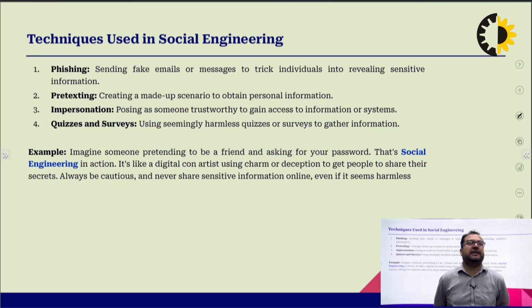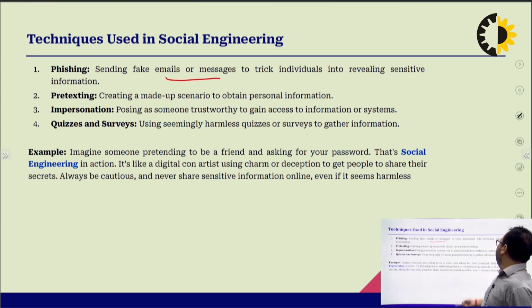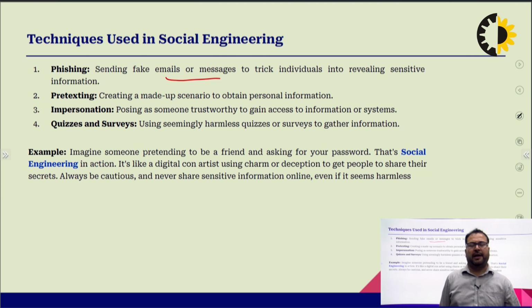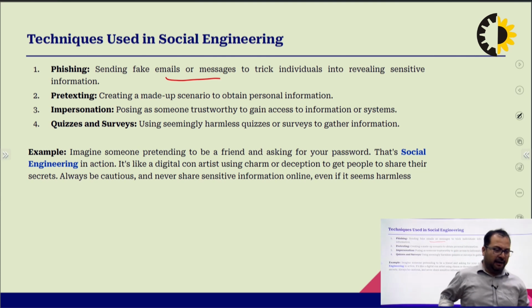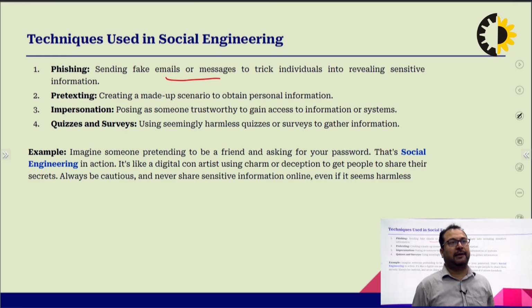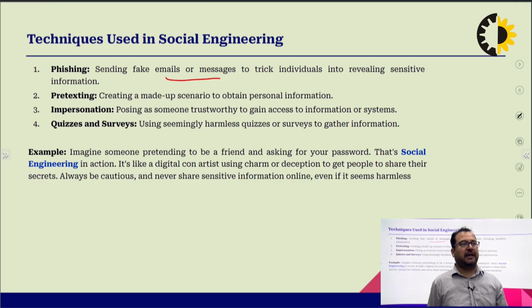So what is phishing? Phishing, just like fishing, is sending fake emails or messages just to trick individuals into revealing sensitive information. The user thinks it is some kind of advantage, but it is not so. It is just to find the information, and they start filling the form, and their details could be captured.